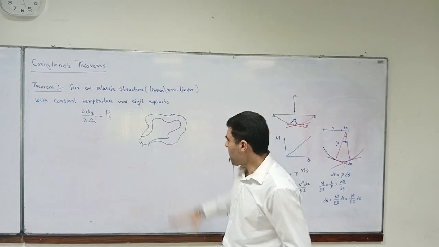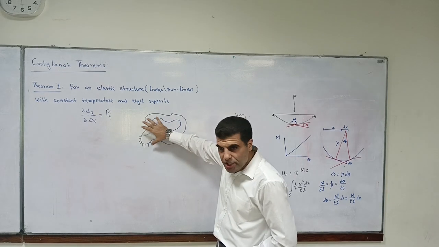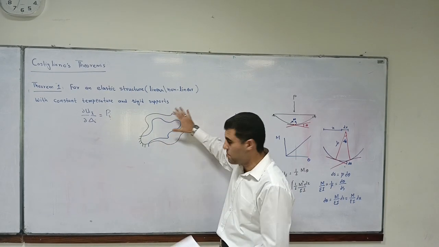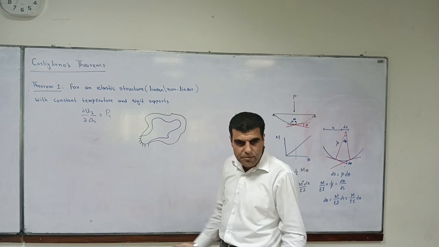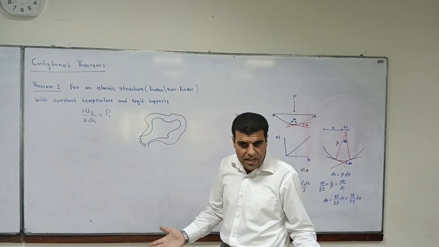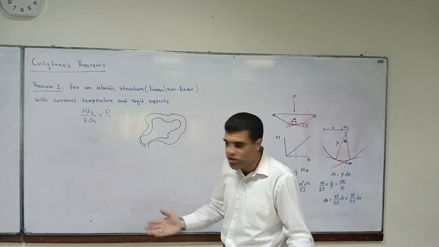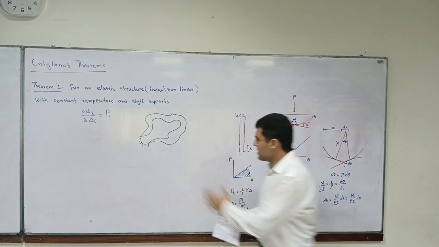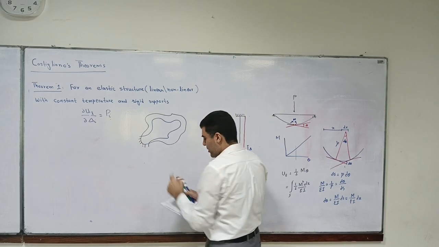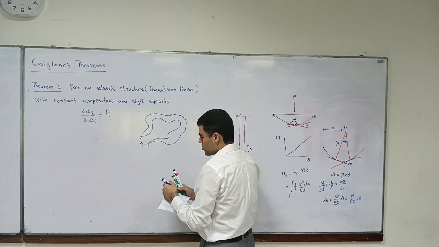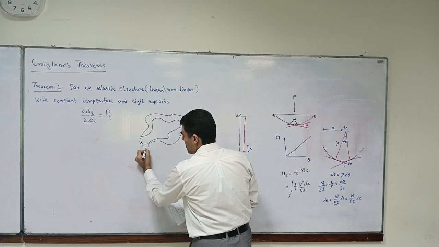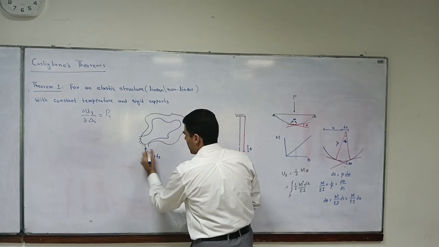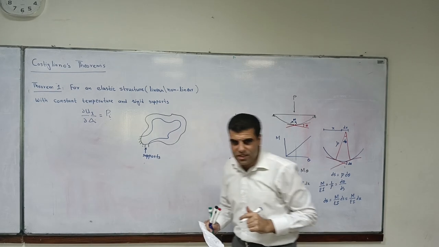Now imagine we have got a structure. This is a structure. I've just drawn a structure. This can be a truss structure. This can be a frame structure. This can be a beam structure. Any general structure which is supported. So this is the structure and it is supported over here. Okay, so these are the supports, and we have got this structure.